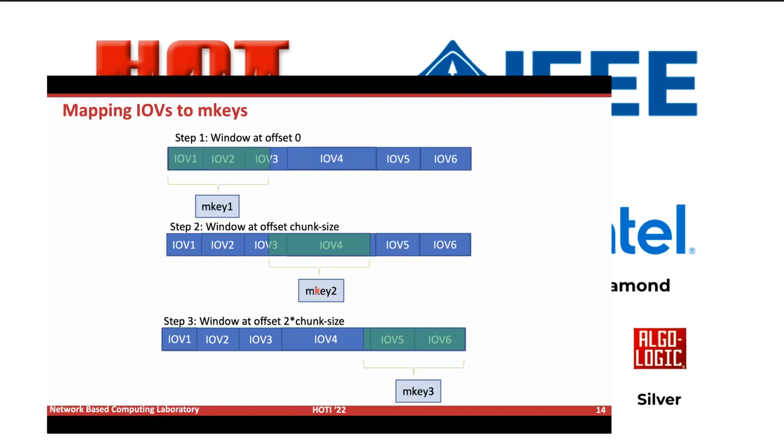So any operations that need to be done on, say, this portion of IOVs need to use this M key. Similarly, any non-contiguous operations that have to happen on these two memory regions should be using this M key.